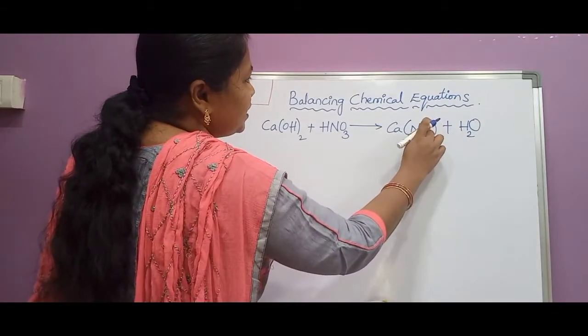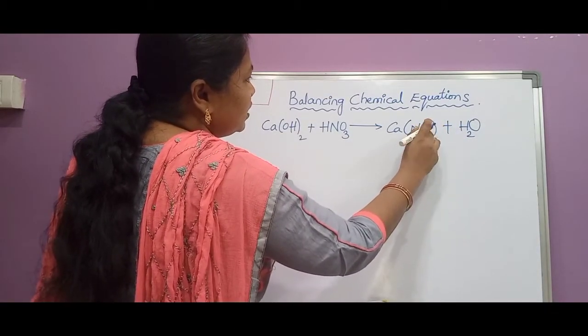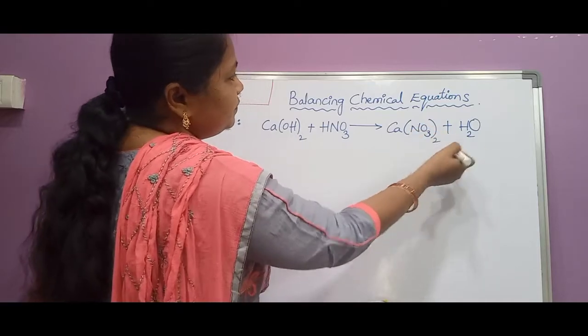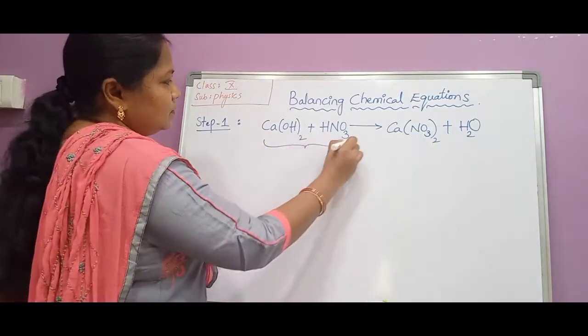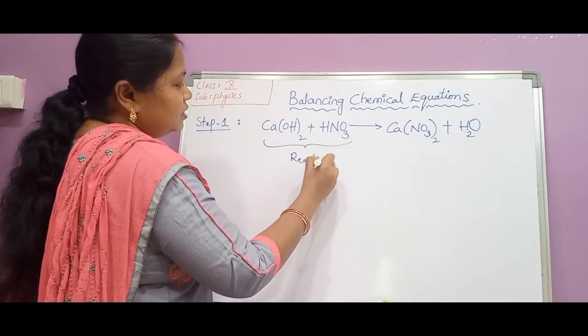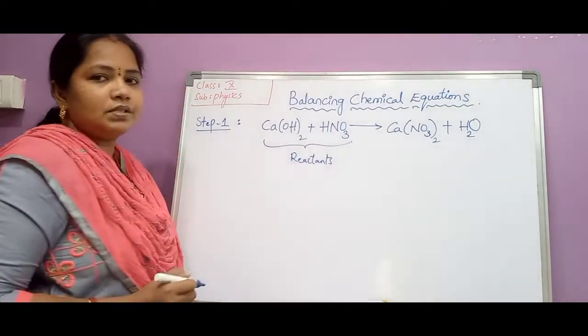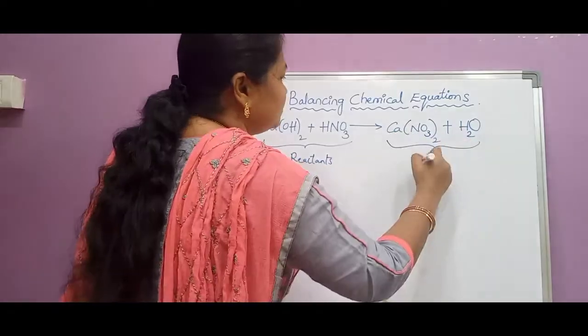This is Ca(NO3)2, calcium nitrate, CaNO3 taken twice. Okay, this is Ca(NO3)2 plus H2O. So these are the two reactants, see children, these two are the reactants towards the LHS side. These two are the products.